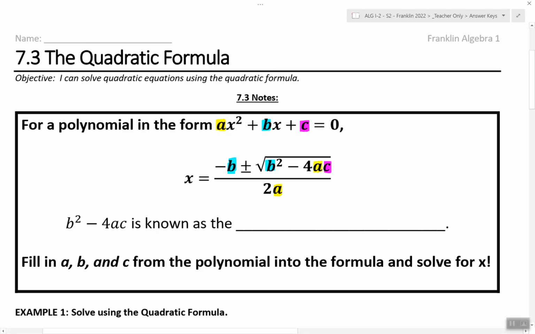Now, really quick, this bit right here under the radical, b squared minus 4ac, this is known as the discriminant. You can use the discriminant to figure out how many solutions your quadratic equation has. We won't go into that today in these notes, but it is an important tool that will be used later on. So for all these equations, we're just going to fill in a, b, and c and solve for x.